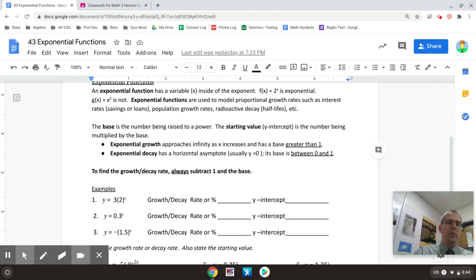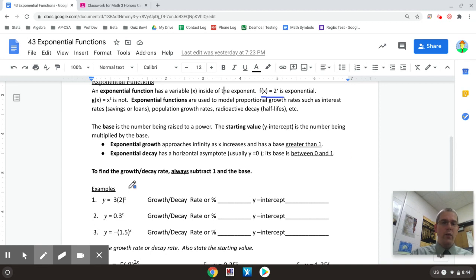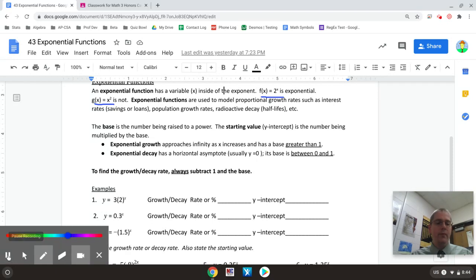Today we're going to look at exponential functions. The first thing we're going to need to know is what an exponential function is. Notice that if we have something like 2 to the x, that is exponential. If we have something like x squared, that is not. The difference is if there is a variable in the exponent. If the x is inside of the exponent, that's what makes it an exponential function.